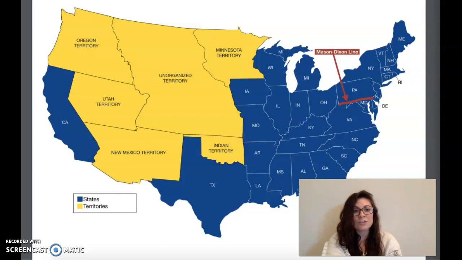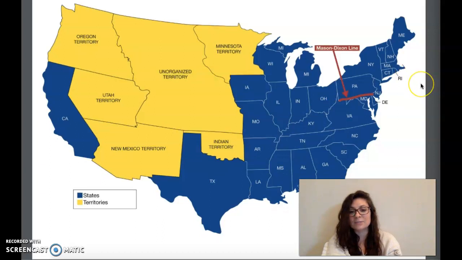It was named after two Englishmen, Charles Mason and Jeremiah Dixon, who surveyed this land almost 100 years earlier. The Mason-Dixon line became an imaginary line between the North and the South. Slavery was allowed in the South below the Mason-Dixon line, but slavery was not allowed in the North above the Mason-Dixon line.